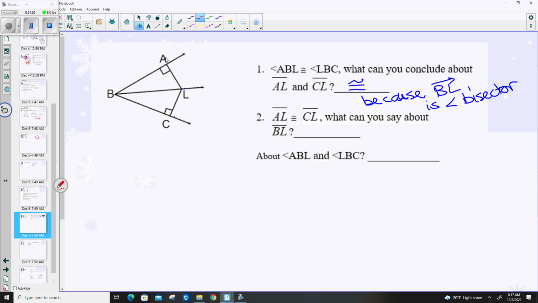If I know that AL is congruent to CL, what can you tell me about ray BL? Now that L is an equal distance from the sides, it's a bisector.